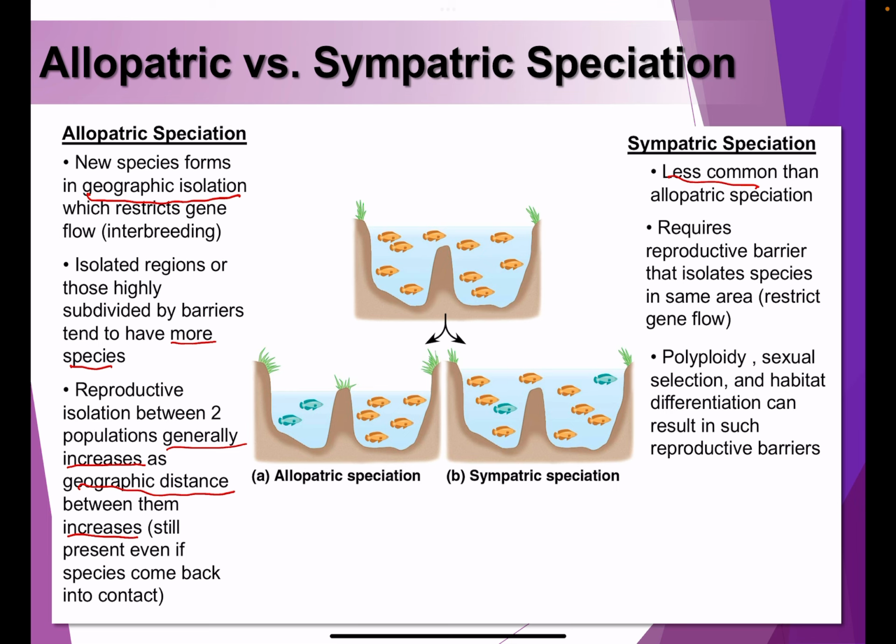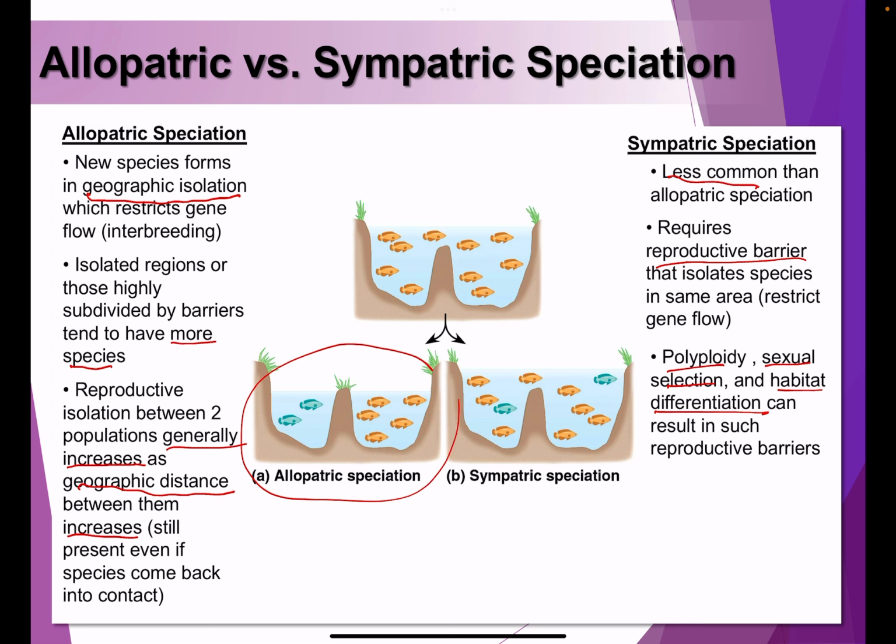It requires a reproductive barrier that isolates species in the same area, which means that they do live in the same geographic area, but there's got to be something that restricts gene flow between the two new species that are produced. Third, polyploidy, sexual selection, and habitat differentiation can result in those reproductive barriers, limit gene flow, and that's how we can have new species arise from sympatric speciation.